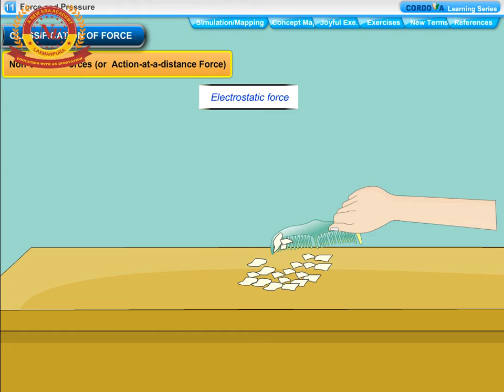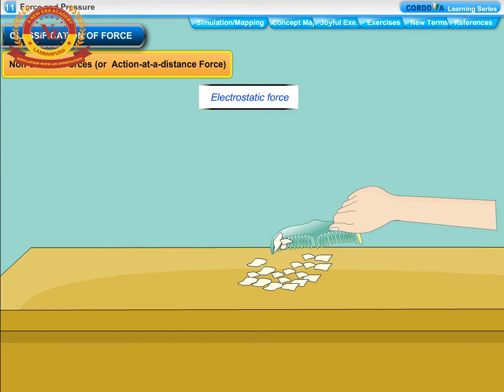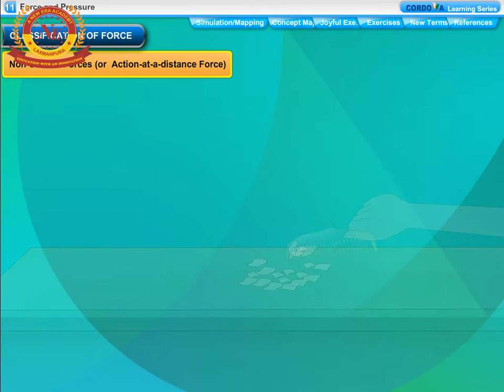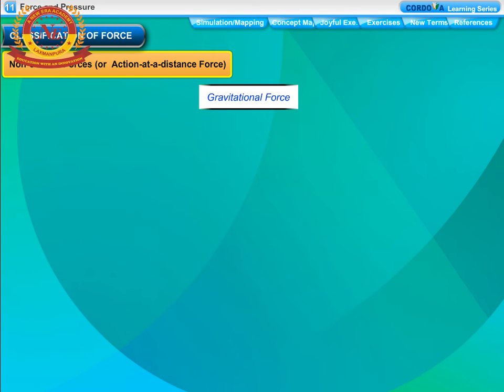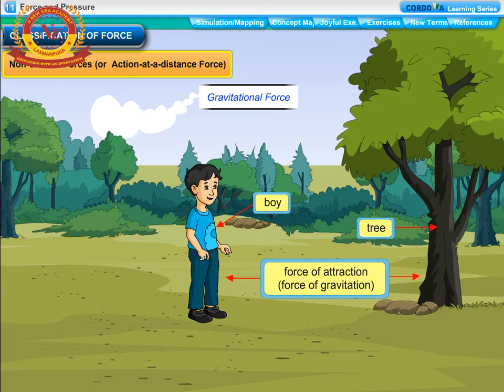A plastic comb rubbed in the hair. A charged comb attracts small pieces of paper. Electrostatic force. Gravitational force. Every object in this universe attracts every other object with a certain force. Boy, tree, force of attraction, force of gravitation.